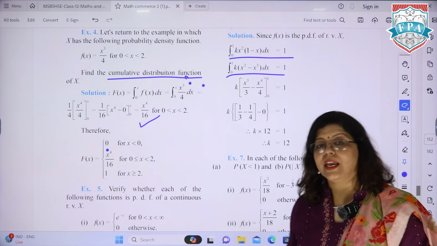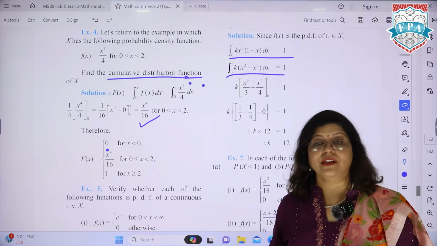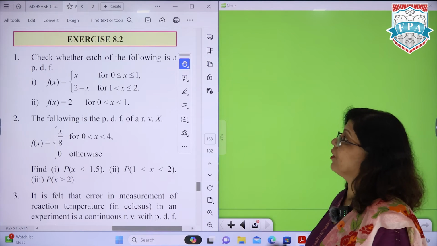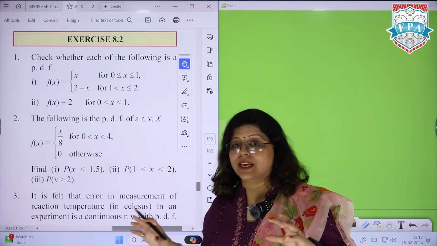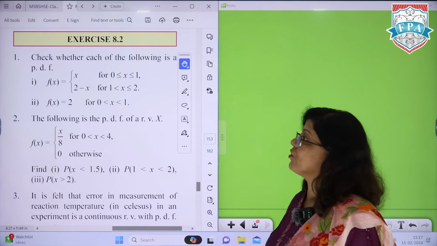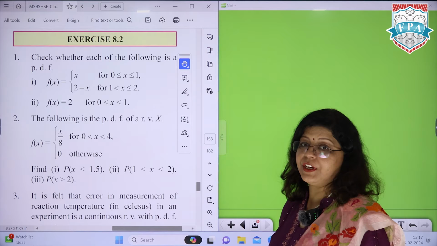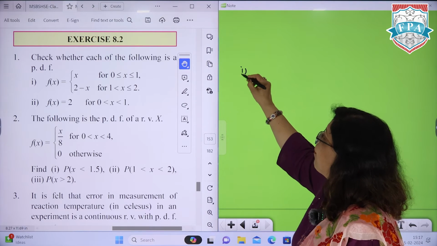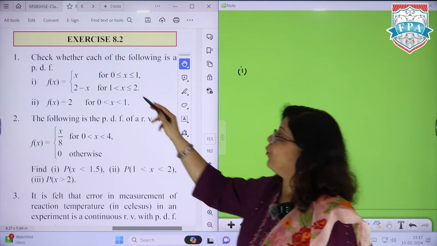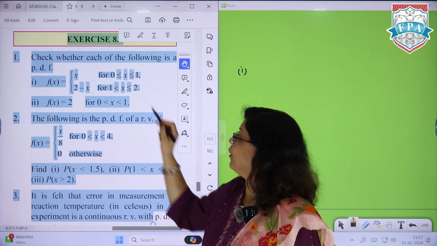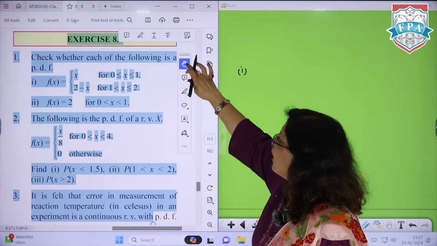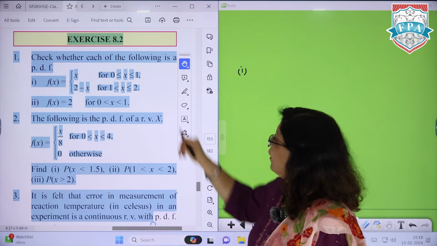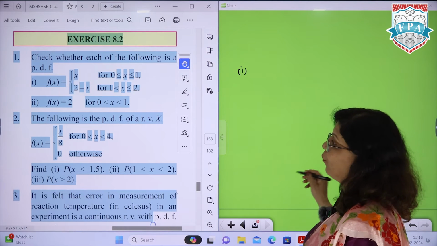So now let's see again two to three more questions to understand it clearly. For this question, let's see exercise 8.2. The first question asks, check whether each of the following is a PDF or not. So when we have to check, the first sub part I'm taking, they have given a different value for the variable 0 to 1, and then afterwards a different formula for 1 to 2.